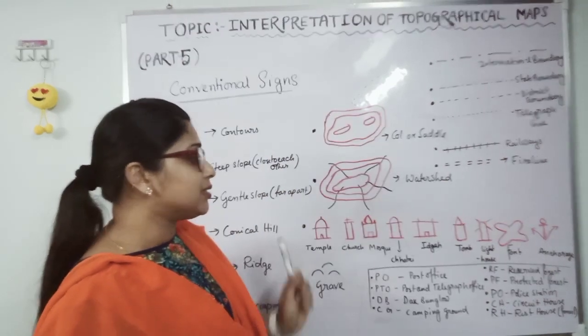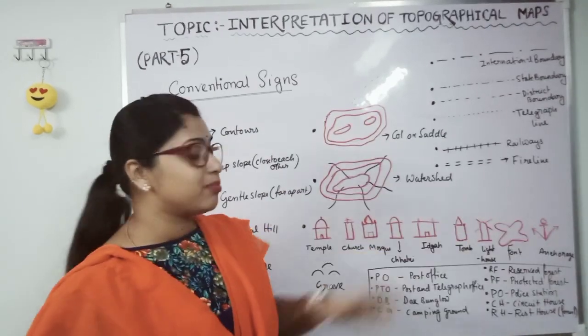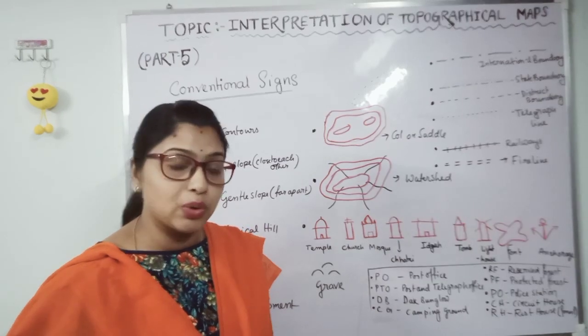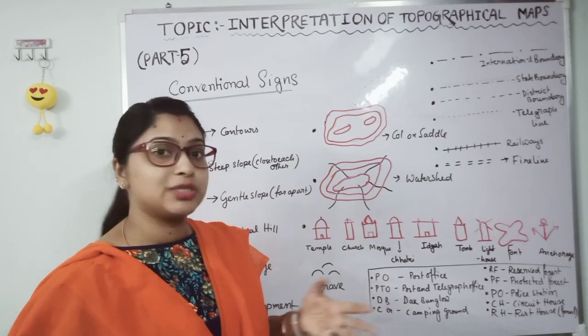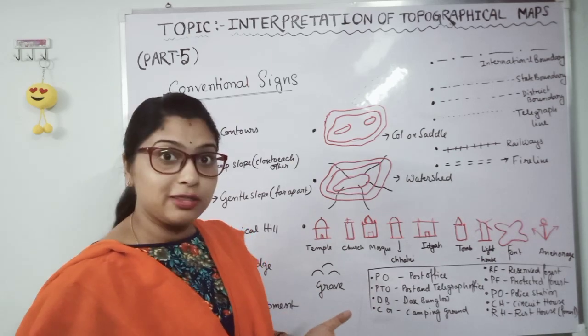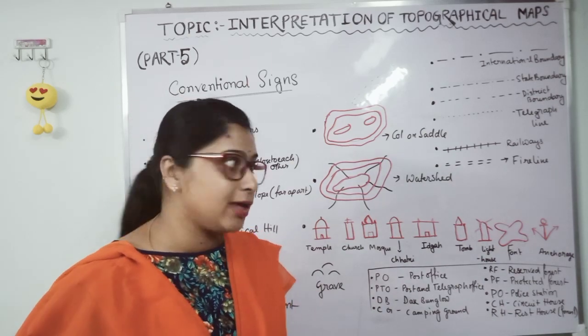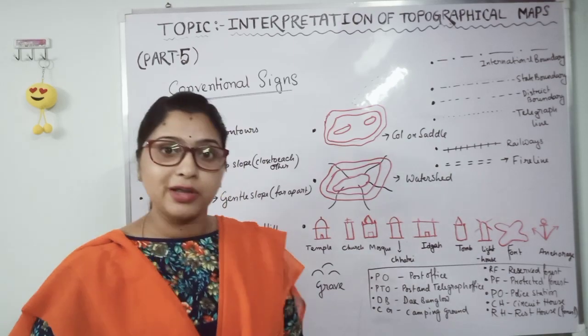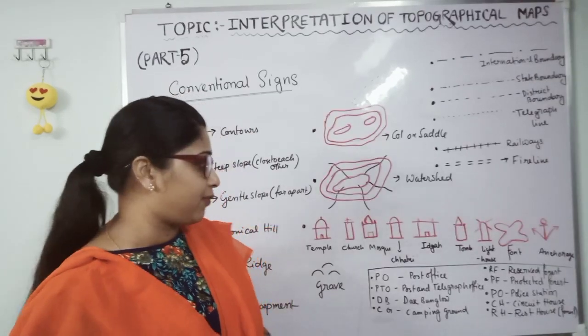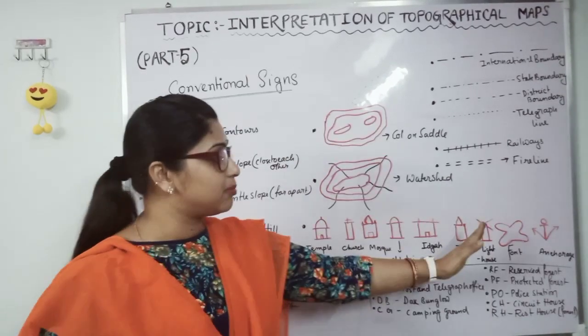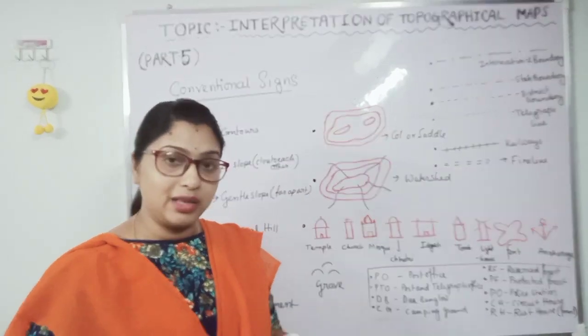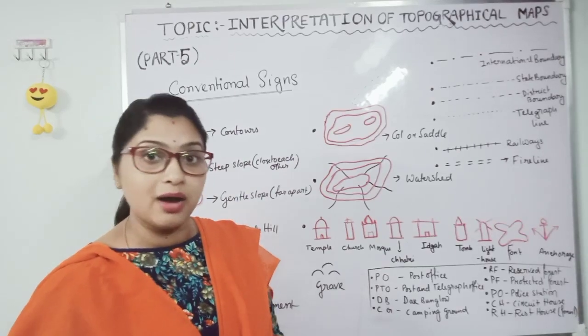Okay, so here, students, this kind of symbols will be given in your topo map. Sometimes it can say to find out the 6-figure grid reference of a chhatri. If you don't know what a chhatri is, what the symbol is, then you can never find out the 6-figure grid reference. That's why you have to know this is a chhatri. So please practice this kind of symbols and try to know where these places are.